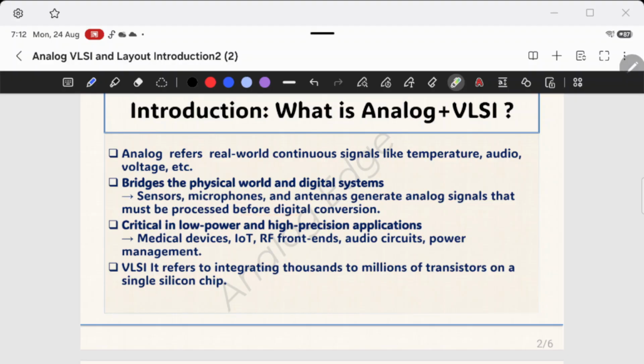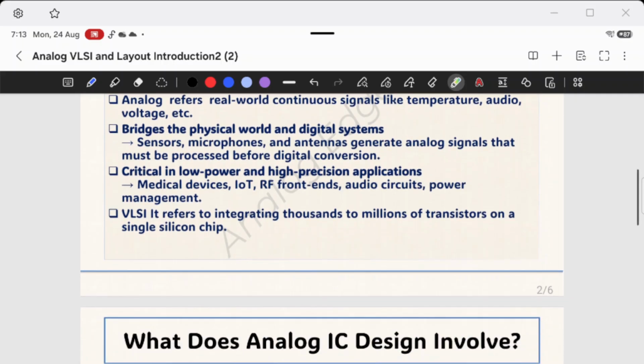Right now I'm speaking through a microphone. My speech is converted to an electrical signal using a microphone, and we are able to use Wi-Fi because of antennas. These are all analog signals. They are converted to electrical signals using sensors and actuators, and that analog electrical signal is processed for digital conversion. It is very critical in low power and high precision applications such as medical devices, IoT, RF front ends, audio circuits, and power management.